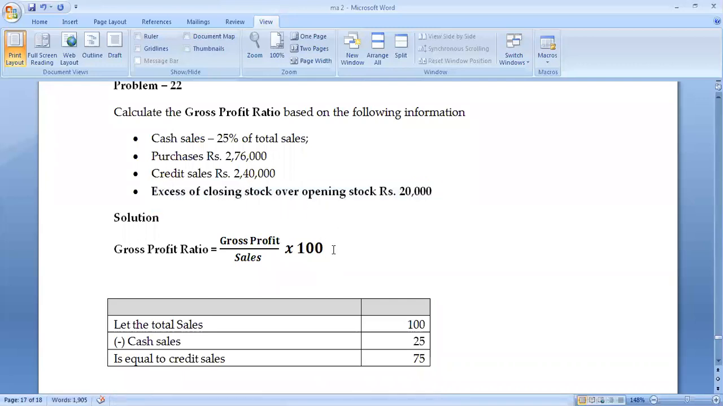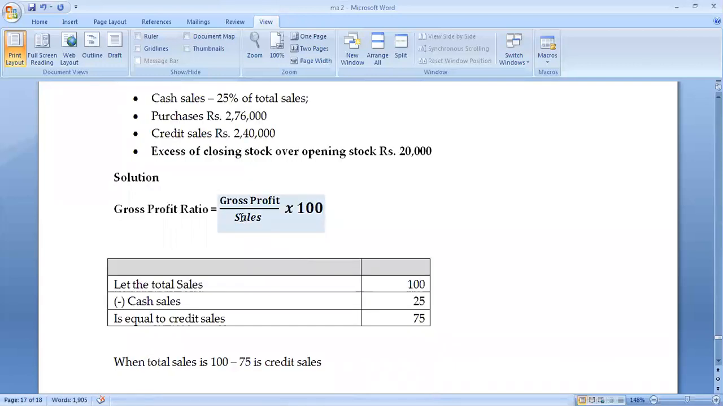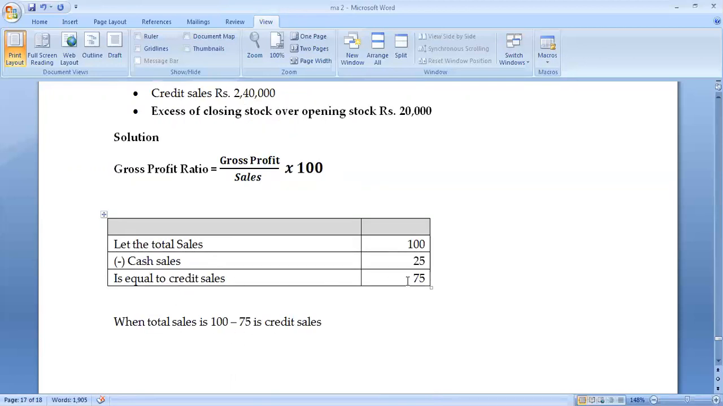So what is the gross profit ratio formula? It takes the gross profit along with the sales into consideration, but the sales information is missing here. They have not specified anywhere what exactly the total sales is. So out of the percentage given, consider total sales as 100. Cash sales is given as 25% of total sales. So 100 minus 25 comes to credit sales as 75. Clear? So when total sales is 100, 75 is credit sales.